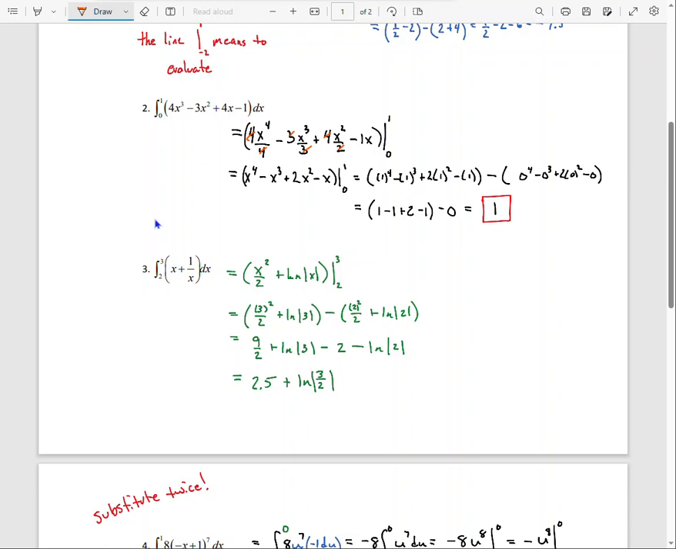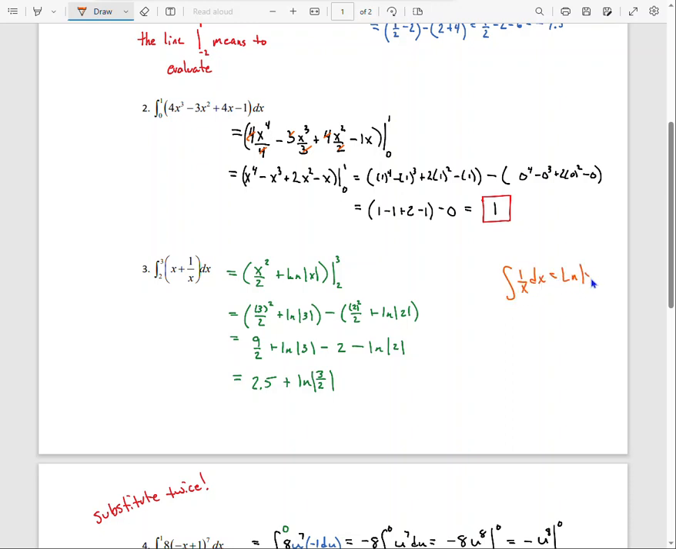The antiderivative, or integral, from 2 to 3 of x plus 1 over x. Now remember, we look at these individually. So the antiderivative of x is x squared over 2. Add 1 to the exponent, divide by that new number. The antiderivative of 1 over x, that's our special rule.